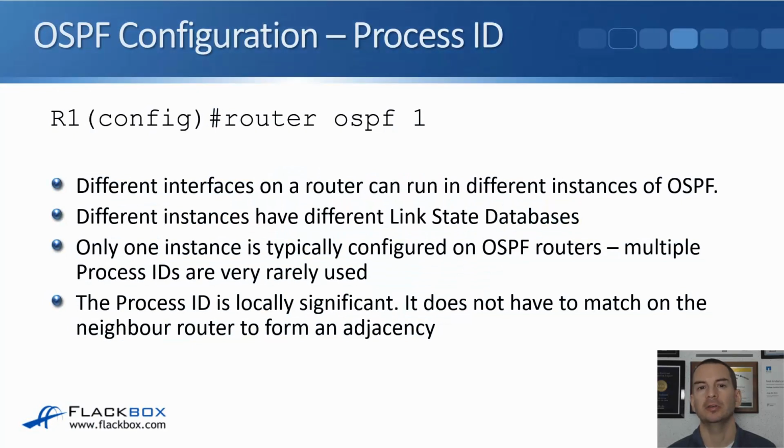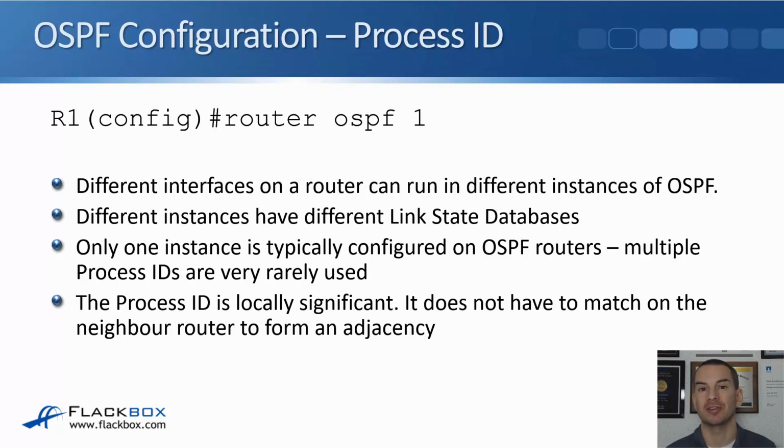In this lecture, you'll learn how to do a basic configuration of OSPF on our Cisco routers. To enable OSPF, the top level command at global config is router OSPF and then a process ID. You can see an example here, I've said router OSPF 1. Different interfaces on a router can run in different instances or different process IDs of OSPF. And different instances have different link state databases, so they run separately.